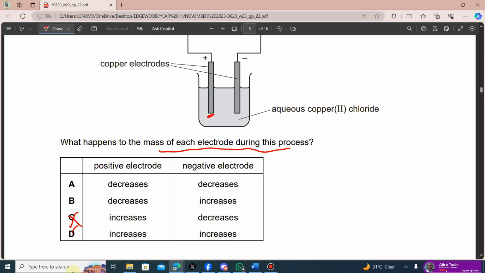So C and D are off already. Now, when it loses electrons, the electrons go to the cathode, which is the negative electrode, and therefore the mass of this particular electrode increases. So that's B. So loss of electrons from the positive goes to the negative, and then it increases the mass of the negative, decreases the mass of the positive.